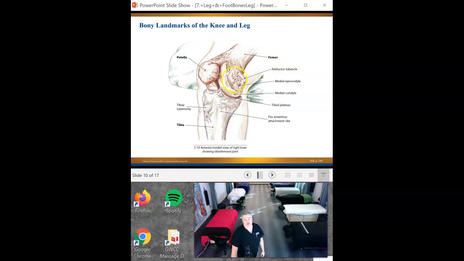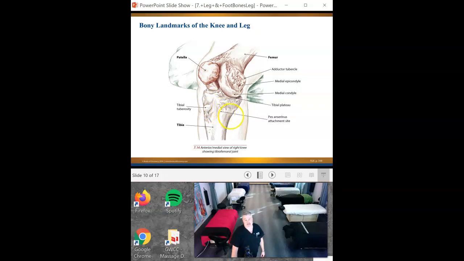This adductor tubercle, by the way, is on the femur, and that's one of the places your adductor magnus attaches to. And you can see all the stuff I talked to you about. Tibial tuberosity, which is where all 4 quad muscles insert. You should all know that by now. I will be asking you that. You need to know all 4 quad muscles insert into the patella, and the patella inserts into the tibial tuberosity, and that's why you can kick your knees out.